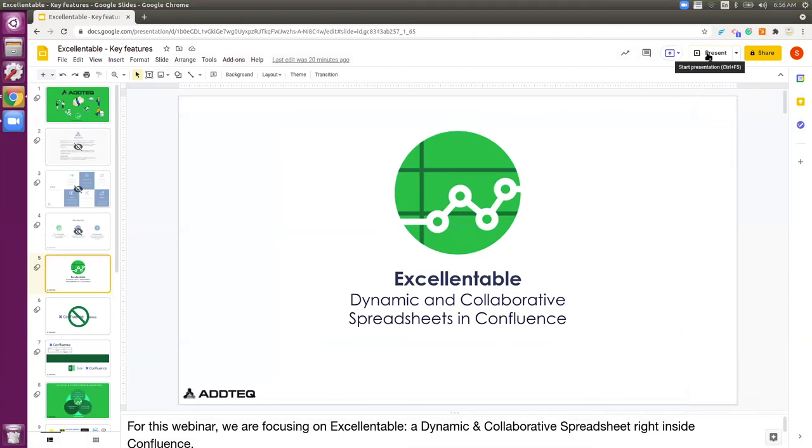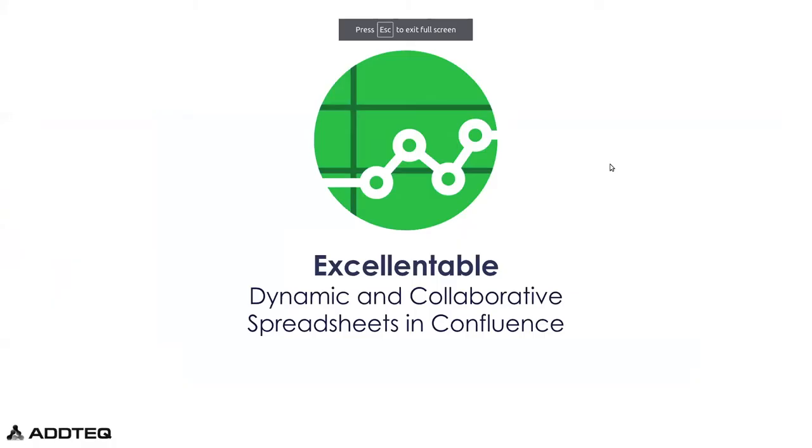Hi, everyone. So I'll be taking you through Excellentable. So let me just share my screen and get the presentation ready. So I'll be just discussing Excellentable, which is a dynamic and collaborative editing spreadsheet that sits right inside your Confluence.